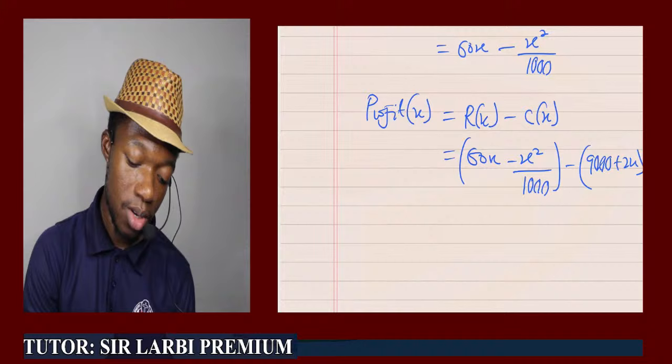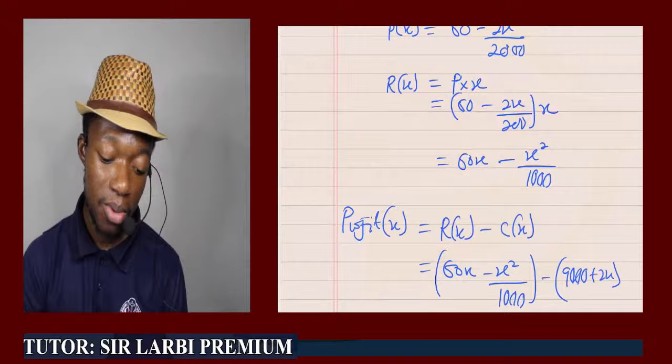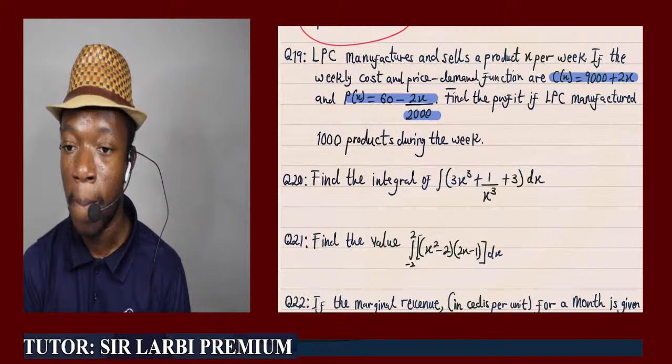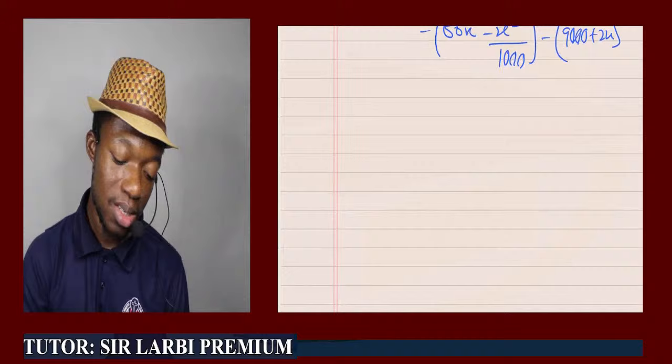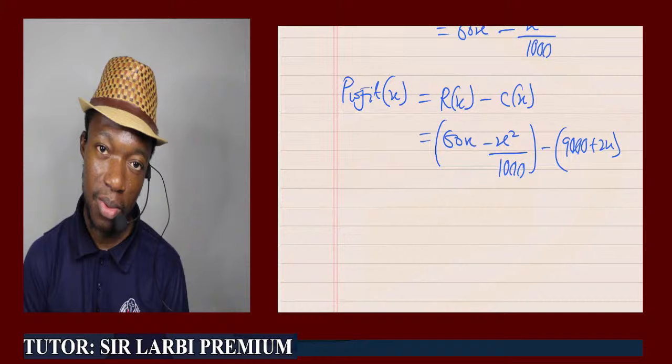So now let's do the comparison. But what were we told to find? We are told to find the profit if LPC manufactures 1000 products during the week. Here we are not differentiating anything, we just have to find the profit function. Once I know this is my profit function, I know that x is 1000. So we just have to substitute the value of x, which is 1000, whenever I see x in the profit function.